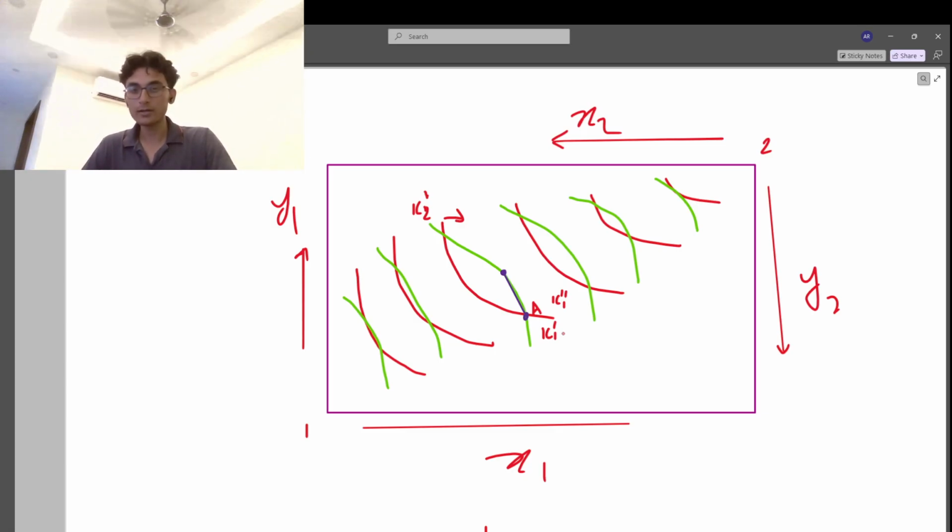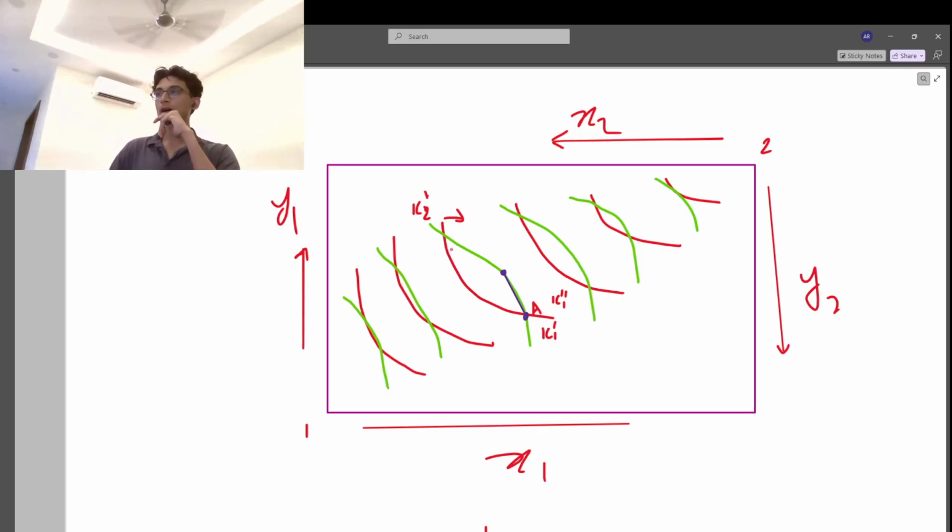A point is Pareto superior if it gives higher utility to both individuals, or if it gives higher utility to at least one individual and does not reduce the utility of the other individual. So given an endowment, can you tell me which points are Pareto superior here? Any point in this region is Pareto superior to it.